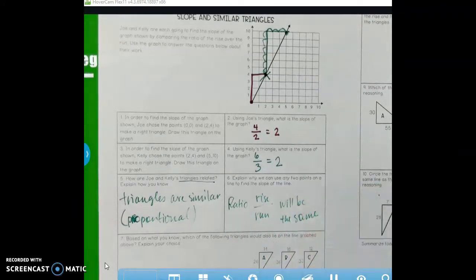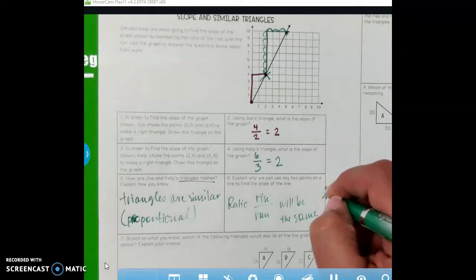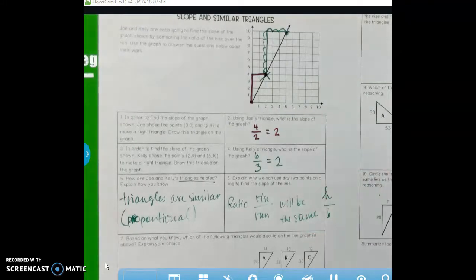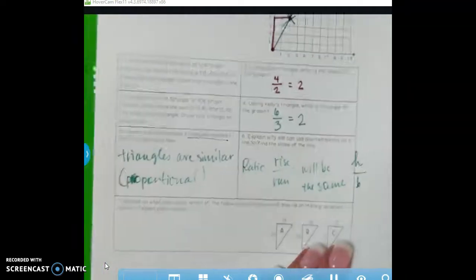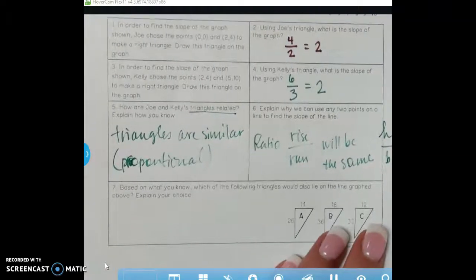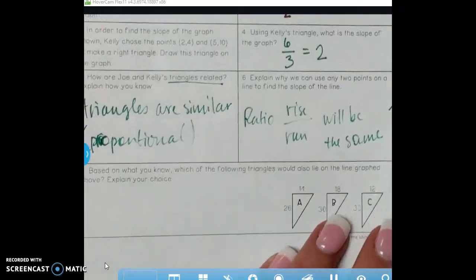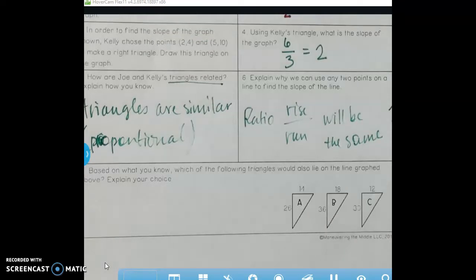When I say rise and run, I also want to say that your rise and run is the same as your height and base. So let's talk about this. Hope it's not a little confusing. Let me zoom in on the seventh question, and we're going to talk about this one more time. It says, based on what you know, which of the following triangles will also lie on the line graphed above?